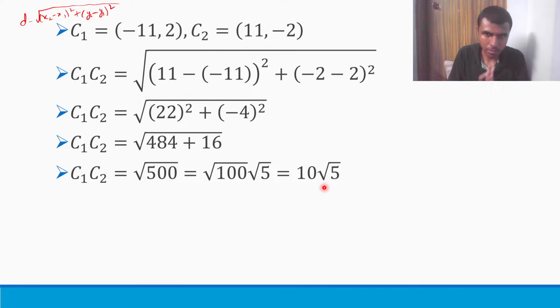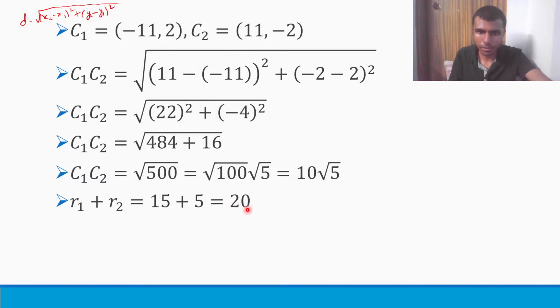Okay, 10 root 5. Now here you guys need to know something. Next we are going to do R1 plus R2 to compare. R1 plus R2 is 20. Now which is bigger, C1 C2, 10 root 5, or 20? In the examination hall you do not have a calculator. Now how? Listen carefully to how I am explaining. Root 5 is 2.236 approximately.